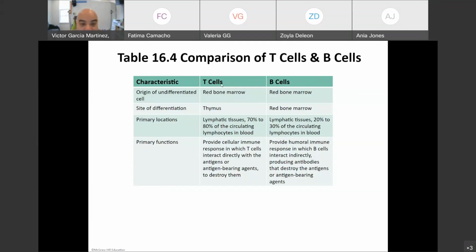Functions. Again, T cells, cellular immune response. I'm going to repeat this several times. T cells, cellular immune response. B cells, humoral immune response. T cells are able to kill the antigen. B cells are able to produce antibodies. Two different kinds of immunities.